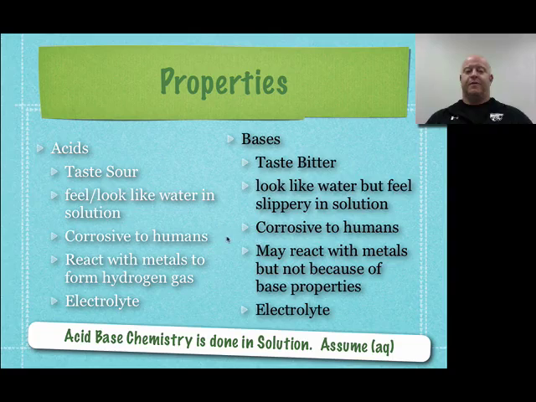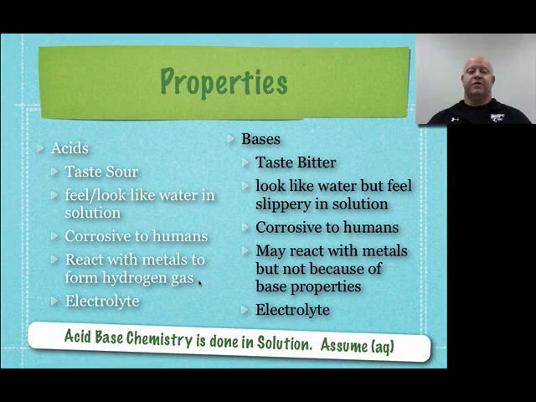Both of them are. So we have to be careful with those when we work with them in lab. Both of them have the ability to react with metals. Acids will always react with metals. When they react with metals, you identify that by the production of hydrogen gas. It's a single displacement reaction where the hydrogen gets replaced by the metal, the metal goes into solution, and the hydrogen gas gets released.